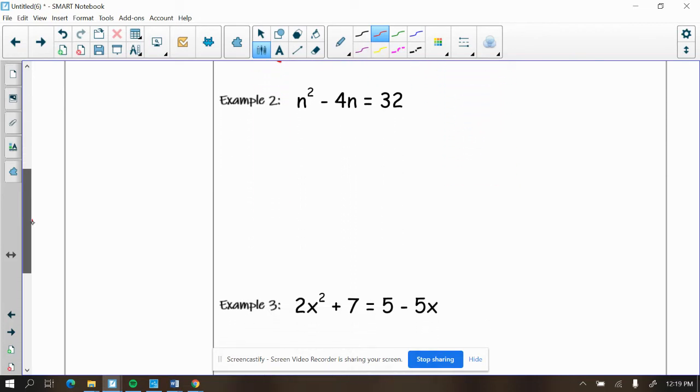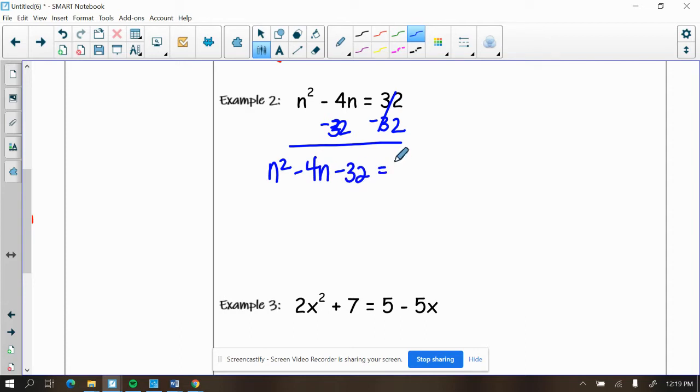Example number 2, n squared minus 4n equals 32. Again, there's still something on this right side of our equation. So we need to take that away and move it so that we get 0 on our right side. So 32 is positive, so I'm going to subtract 32 to move it over to this side. Again, I can't put 32 with either one of these, n squared or 4n, right? There's no n. So I'm just going to write it in our line so that this is our new quadratic.